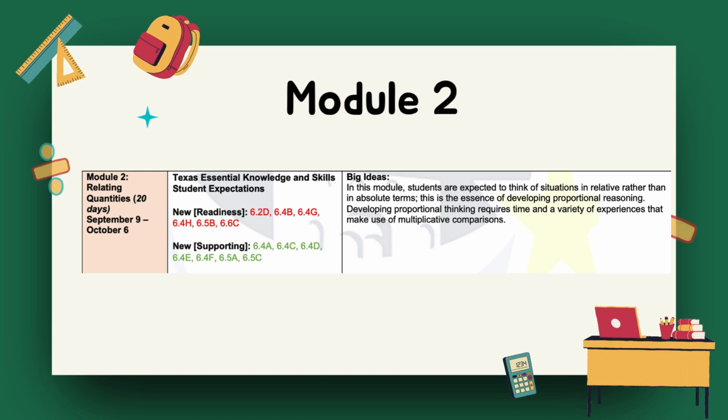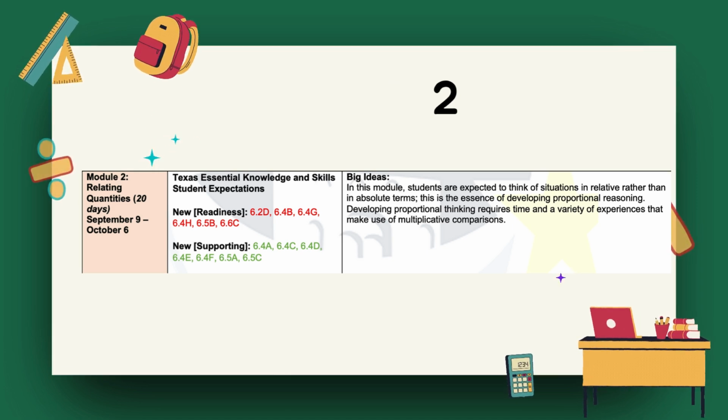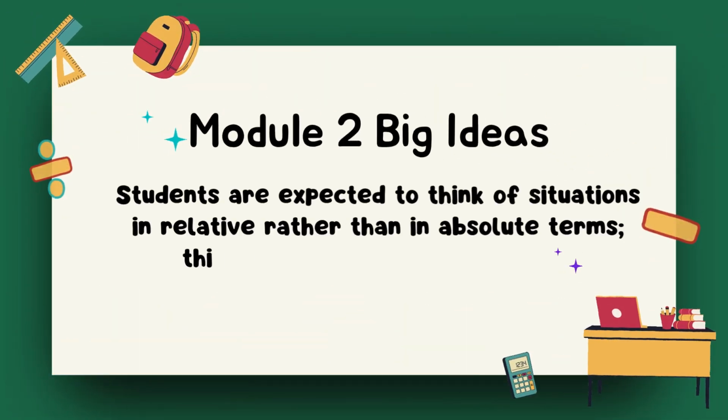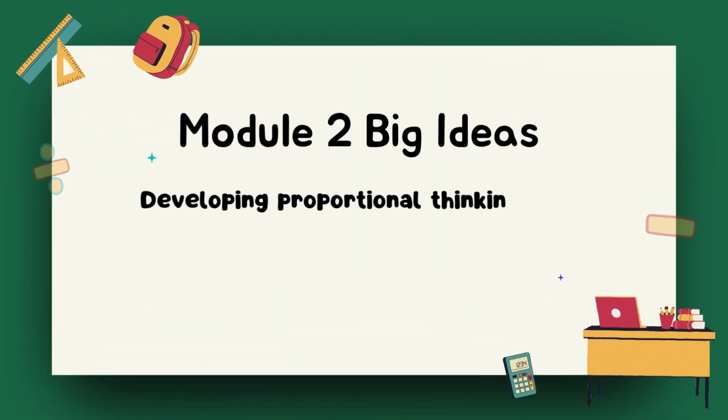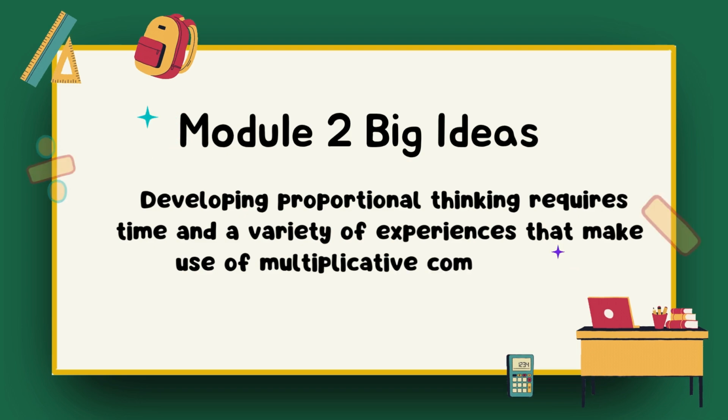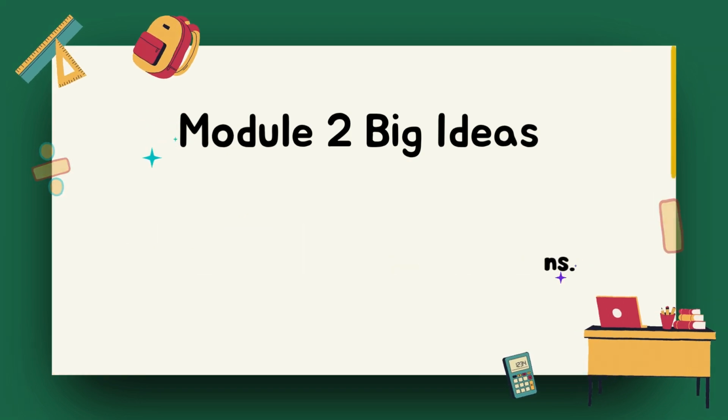In Module 2, students are expected to think of situations in relative rather than in absolute terms. This is the essence of developing proportional reasoning. Developing proportional thinking requires time and a variety of experiences that make use of multiplicative comparisons.